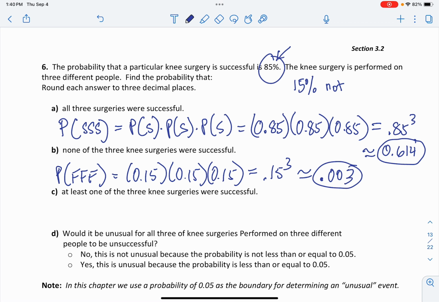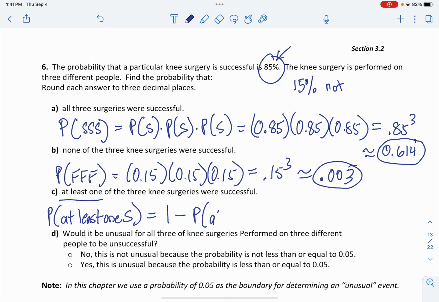Yeah, that seems to make sense. It would be pretty rare with a high success rate that you would get 3 fails. Now this third one, at least 1 success. Okay, here's that at least 1 again. At least 1, the best way to accomplish that, so when you see probability of at least 1 success, the best way is to find the opposite of that. And the opposite of at least 1 success is that they all fail. So this is going to be the same as 1 minus the probability of all F, or FFF.